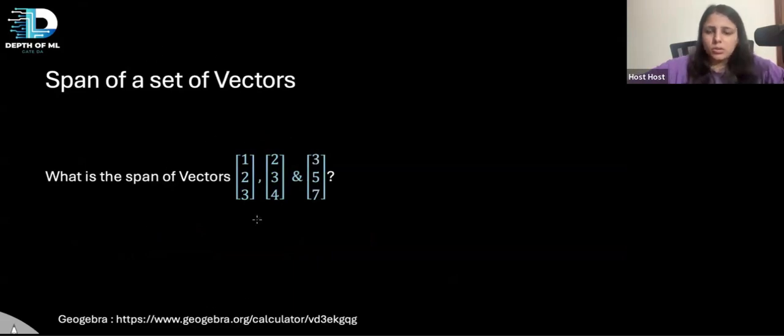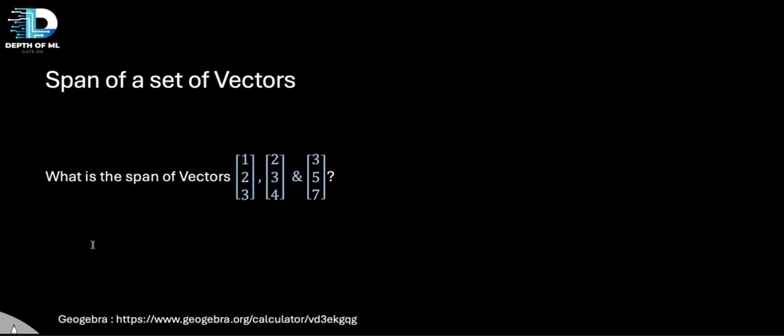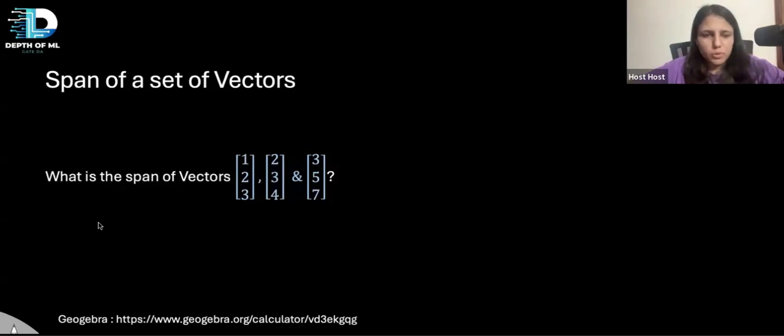So can anybody tell me what will be the span of these three vectors? First look at these vectors properly and then answer. We don't need GeoGebra to visualize this. We can visualize it, but it's not required. Same as the addition of first and second. Sorry. You can write it on the chat box as well. No issue.